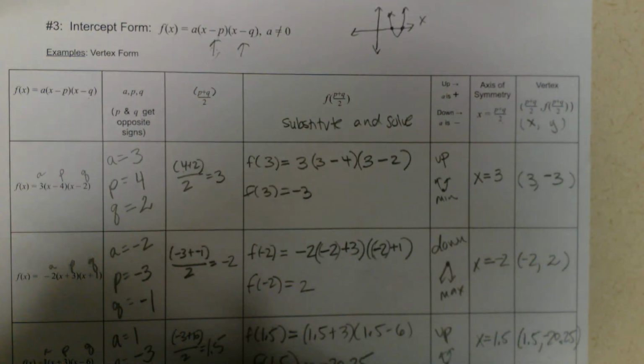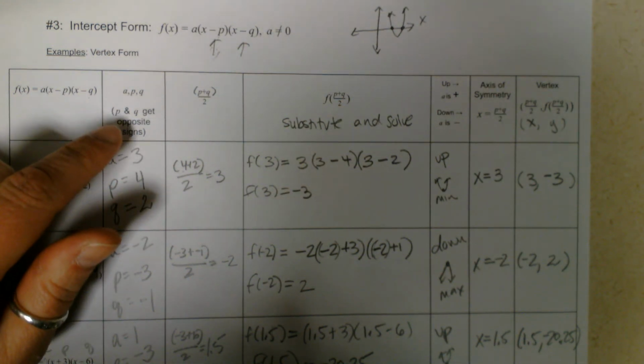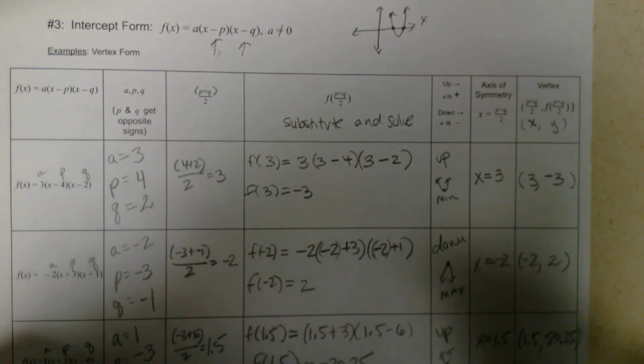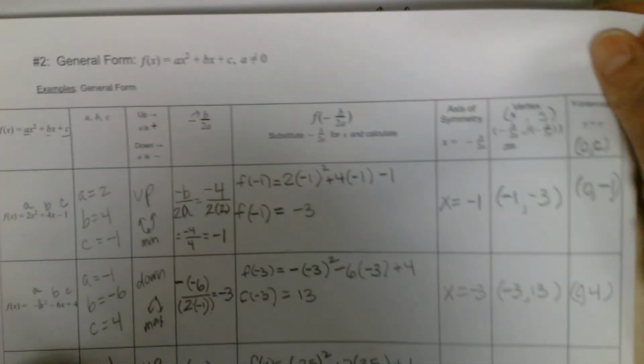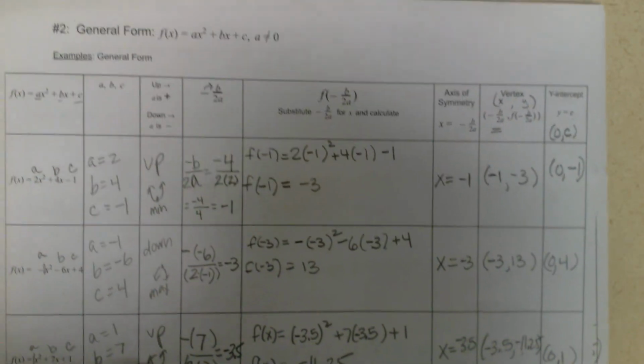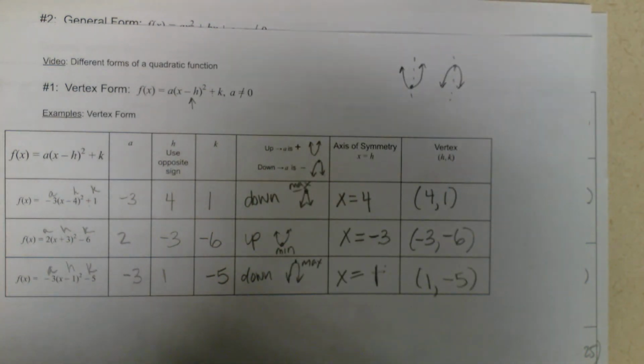We had vertex form, I think the easiest one. We have general form, and then we have intercept form. Remembering some things like P and Q get opposite signs. General form, A, B, and C are absolutely fine. And then vertex form, your H has to use the opposite sign.